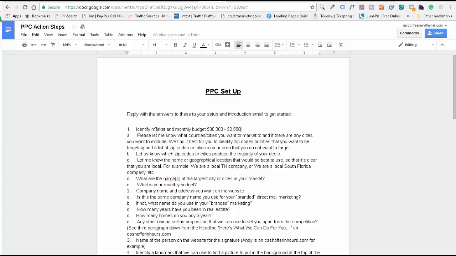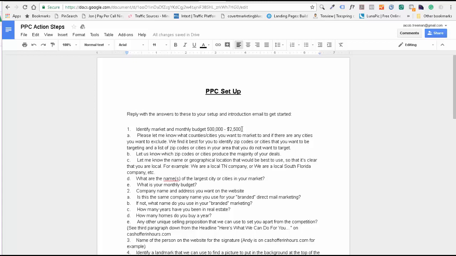So if you can identify the area that you want to market to, and then consider that as you're considering what the monthly budget would be. We can set up the markets any way that you like. We can do it by zip code, we can do it by city, we can do it by county. The more specific we get, it seems to work better.